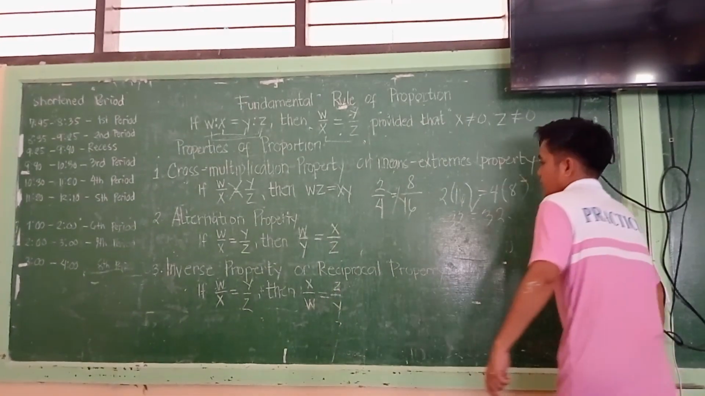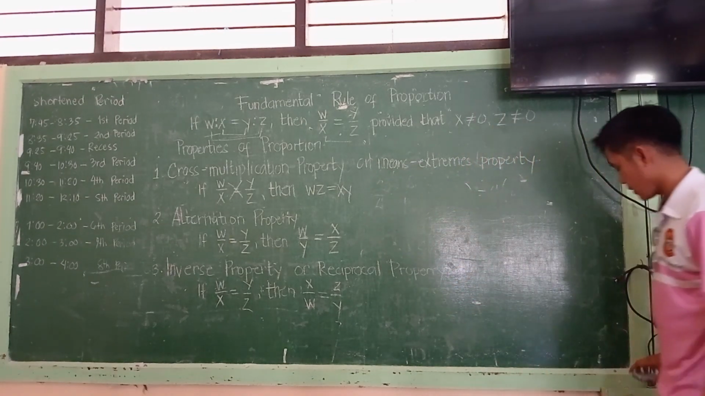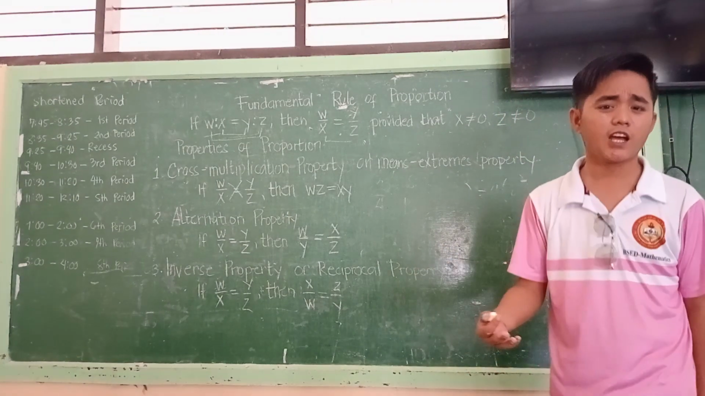Okay, next. The second property is the alternation property. What do you mean by alternation?